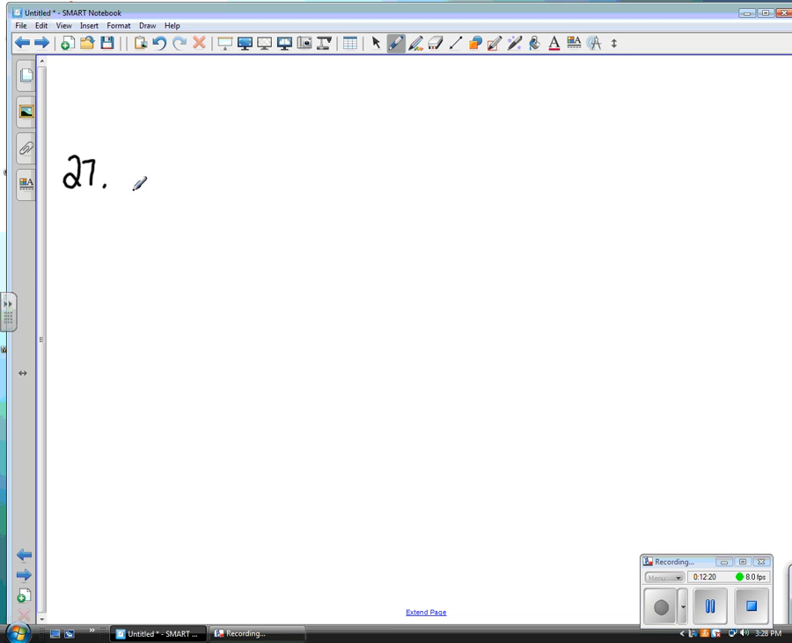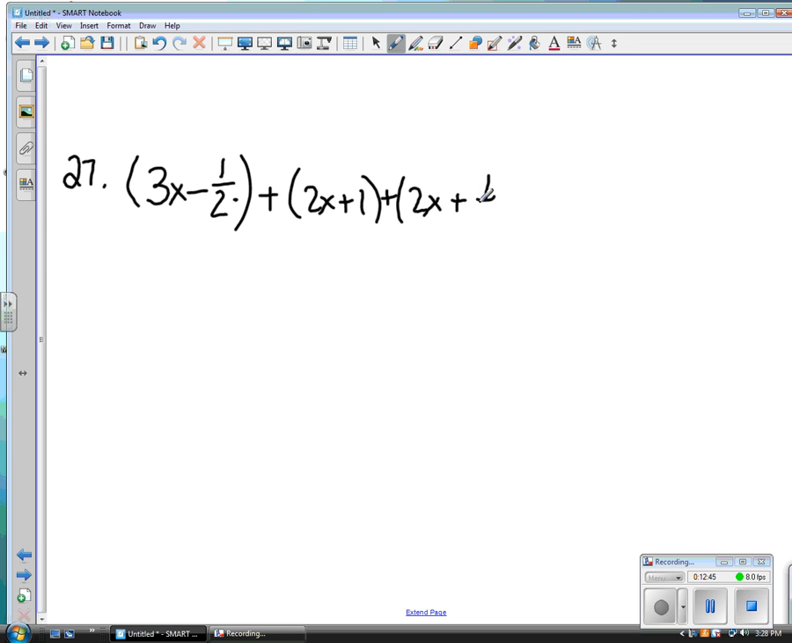Number 27 asks you to write a polynomial that represents the perimeter of the figure at the right. We know perimeter means you're going to add all sides together. So you're going to have 3x minus 1/2. Oops, I'm sorry about that. Minus 1/2. And I'm going to add 2x plus 1. I'm going to add 2x plus 1/2. And I'm going to add 5x plus 1/4.